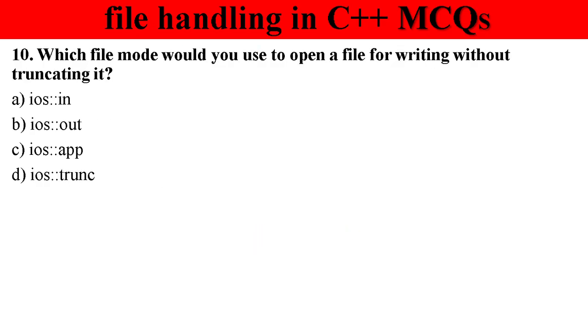Question number 10. Which file mode would you use to open a file for writing without truncating it? A. in, B. out, C. app, D. trunc. C is the correct answer.